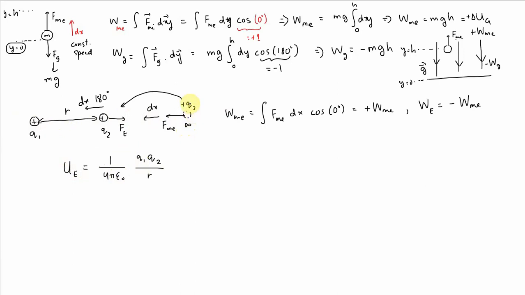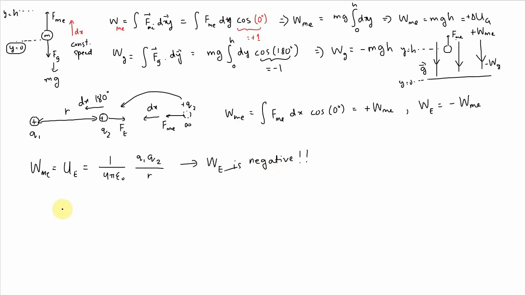So when I bring in this positive Q2 from infinity to some point R near Q1, I'm doing positive work. This is basically the work that I do. And of course then, not gravity, sorry, the electric field does negative work. So the work done by the electric field is negative. I'm very messy here. Let's be a little bit more careful. It is negative.